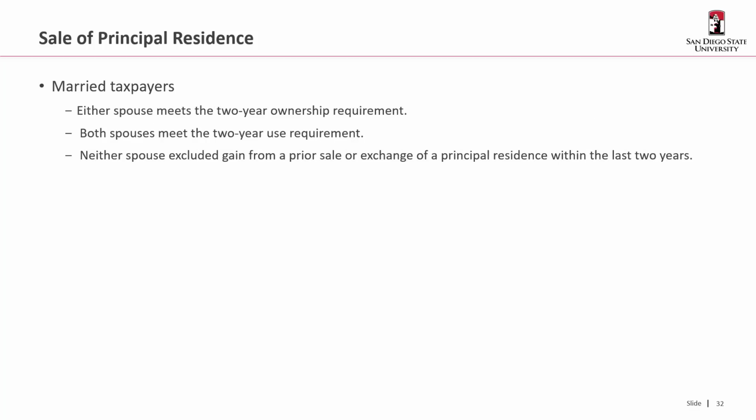All right. So with married taxpayers, either spouse needs to meet the 2-year ownership requirement, but both spouses need to meet the 2-year use requirement.